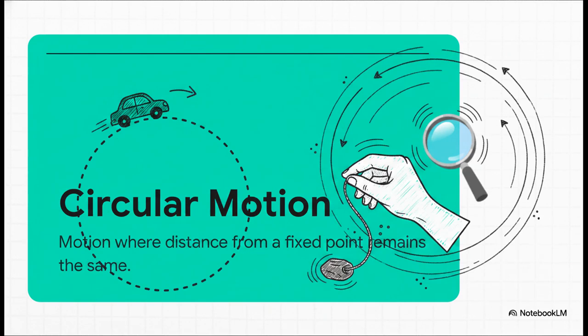Next up, we have circular motion. In this type of motion, an object moves, but its distance from a fixed central point literally never changes. If you tie a stone to a thread and whirl it around your hand, that stone is moving really fast, but it's forever trapped at the exact length of that string from your hand.